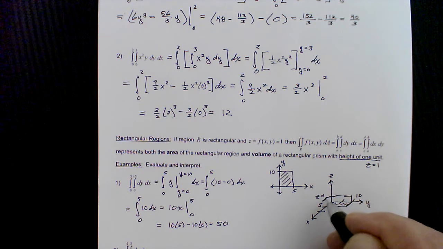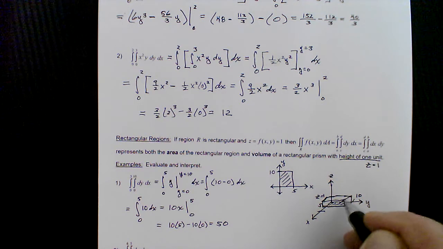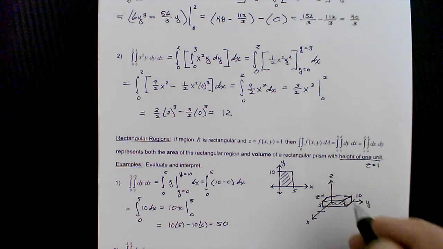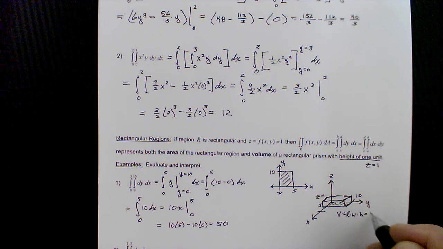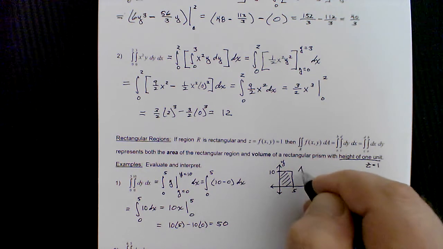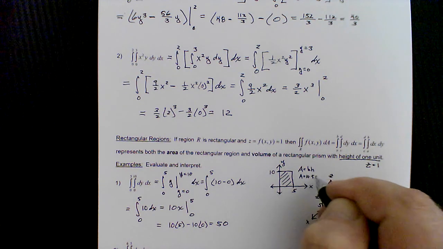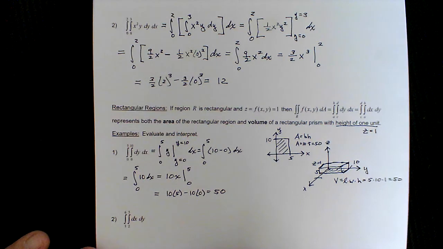the rectangular prism, or the box, okay, and then that gives you the volume of the box, and volume is length times width times height, or 5 times 10 times 1, or 50. Over here I probably should have said area, base times height, or 10 times 5, or 50. Okay, so kind of interesting to see those situations and interpretations.